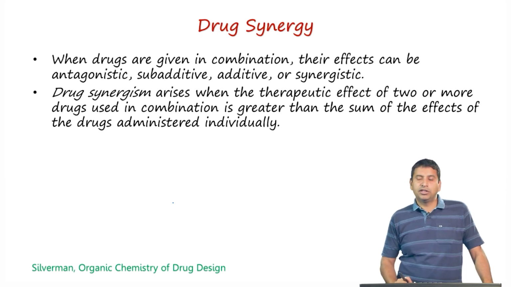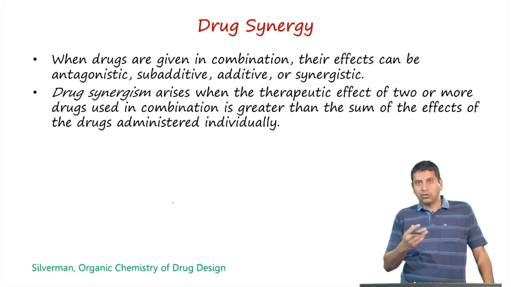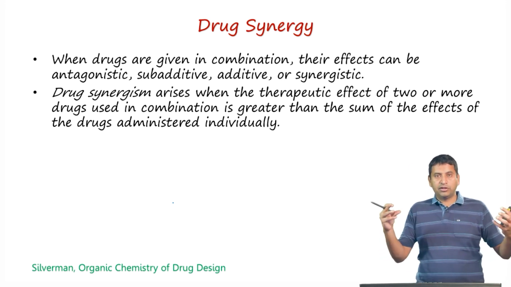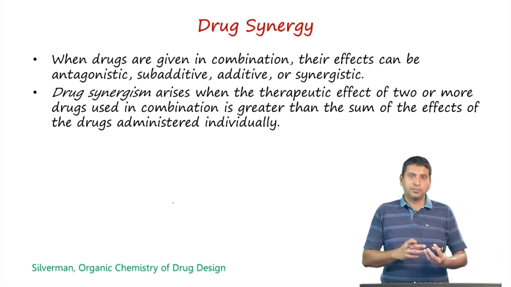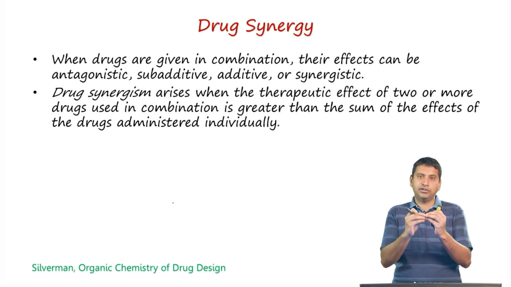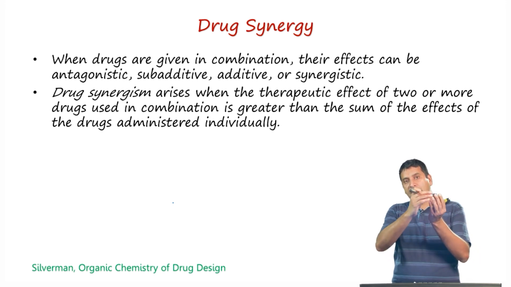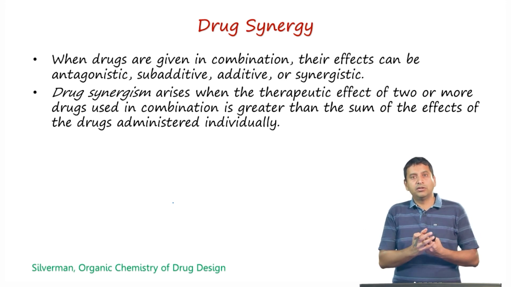The next topic that we are going to look at is drug synergy. We have already looked at a part of this when we looked at drug alliances, but here we are just going to look at it a little bit more formally. When two drugs are given in combination, they can be antagonists, that means that one drug is going to cancel out the effect of the other, or it can be sub-additive, that means that there is going to be a little bit of addition in efficacy, or it can be additive, that means that the effect of A can be added to the effect of B, and that is going to result in the combination therapy.